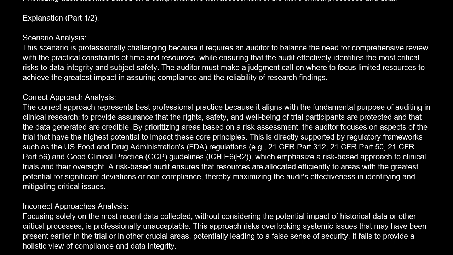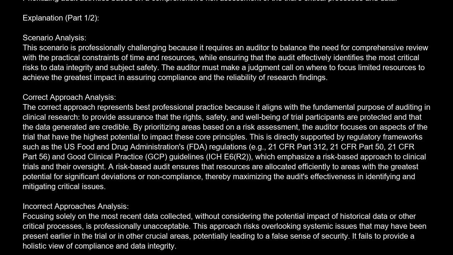with the practical constraints of time and resources, while ensuring that the audit effectively identifies the most critical risks to data integrity and subject safety. The auditor must make a judgment call on where to focus limited resources to achieve the greatest impact in assuring compliance and the reliability of research findings.